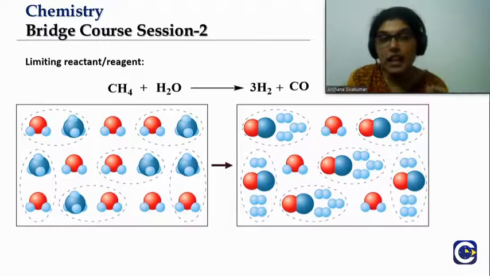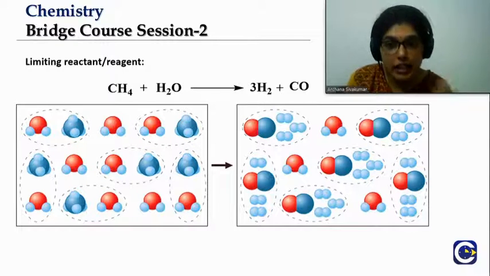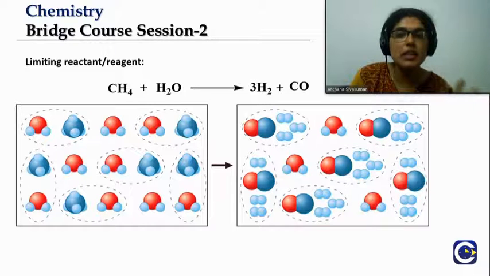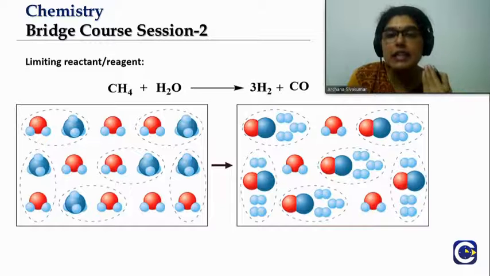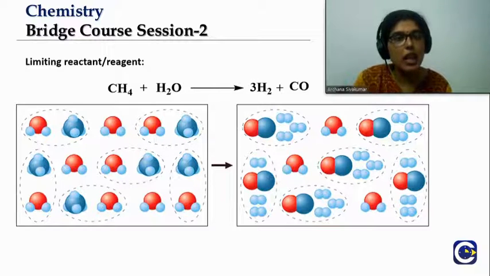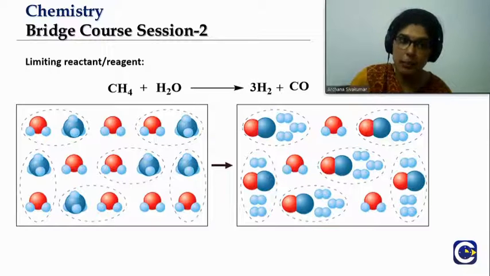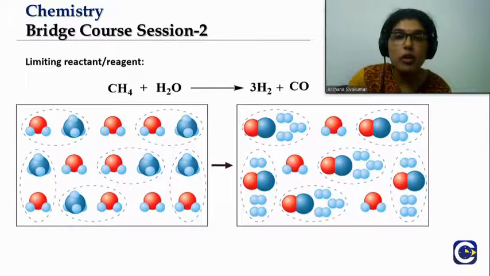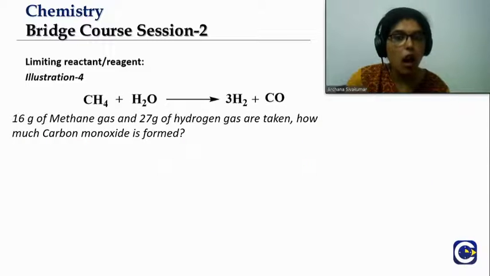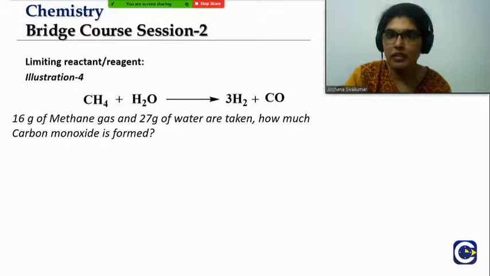Here methane is acting as the limiting reagent because it is getting used up completely, and the reaction stops once the methane is used. The water molecule is the excess reagent because it is being left out. So the total consumption of methane is happening, but total consumption of water is not. Now we are going to look at an example on how we find out which is excess and which is limiting in a reaction.